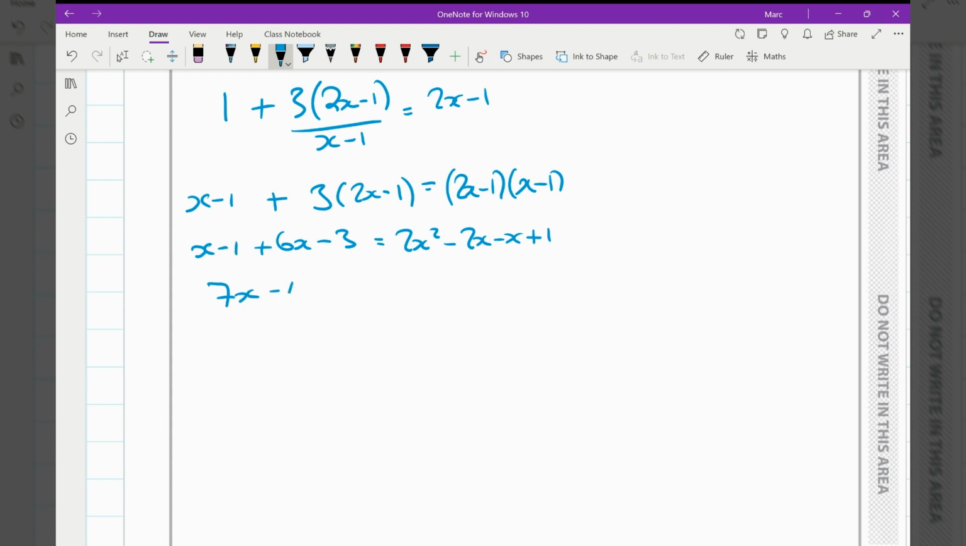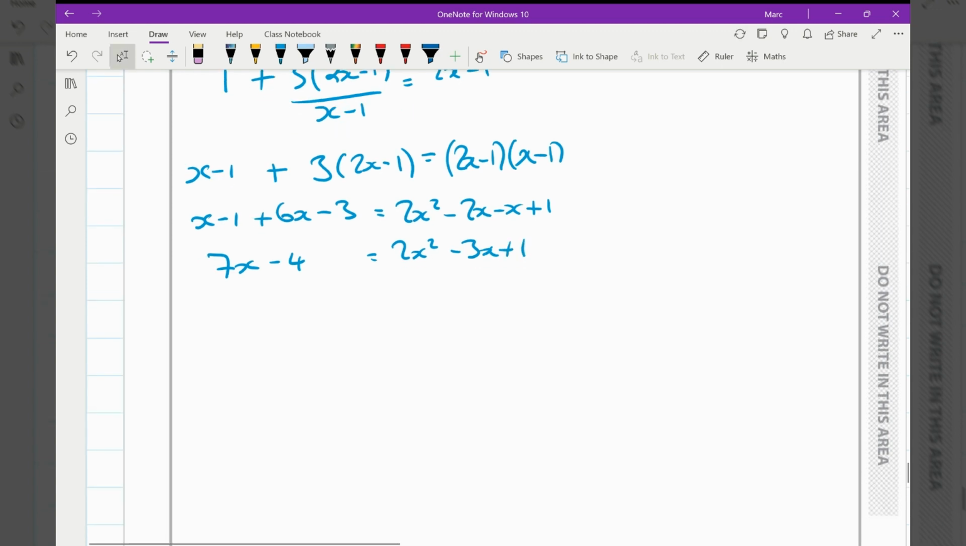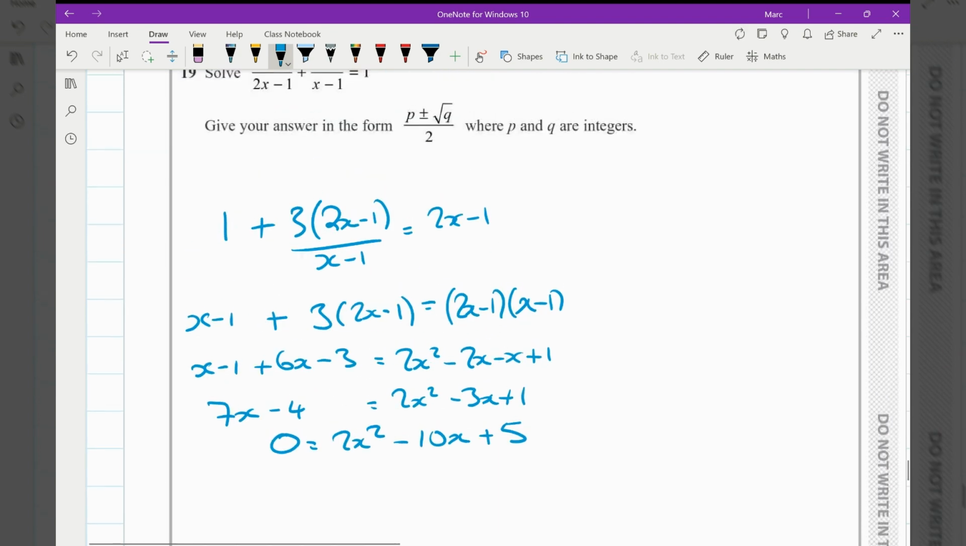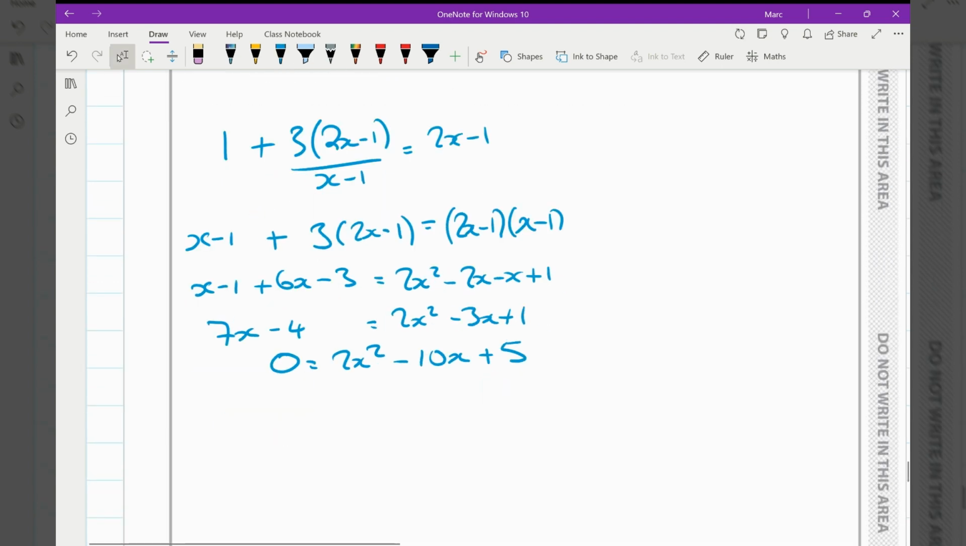7x minus 4 is equal to 2x squared take away 3x plus 1. And then I'm going to bring these two over. So 0 is equal to 2x squared take away 10x plus 5. Okay, looking at this, I'm not even going to bother seeing whether it factorizes because it wants it in this format, p plus minus q. I could complete the square, but I'm going to go for the quadratic formula.